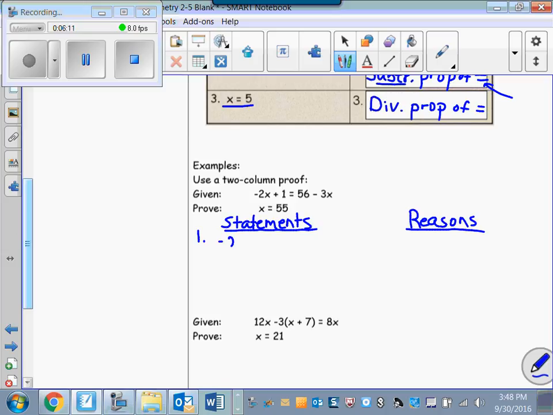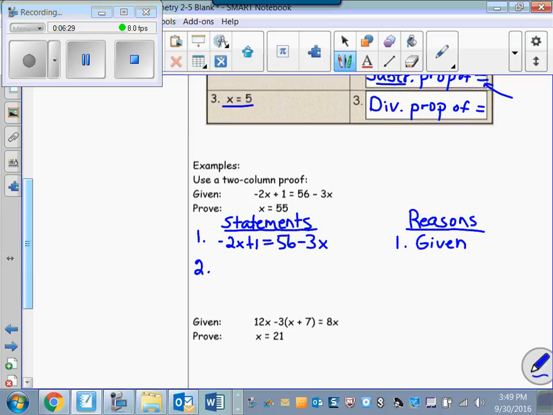So we'll put negative 2x plus 1 equals 56 minus 3x. And of course our reason for that is because it's given to us. Remember, our reason is why can we say that? Why can we make that statement? Because we're told that's a true statement.